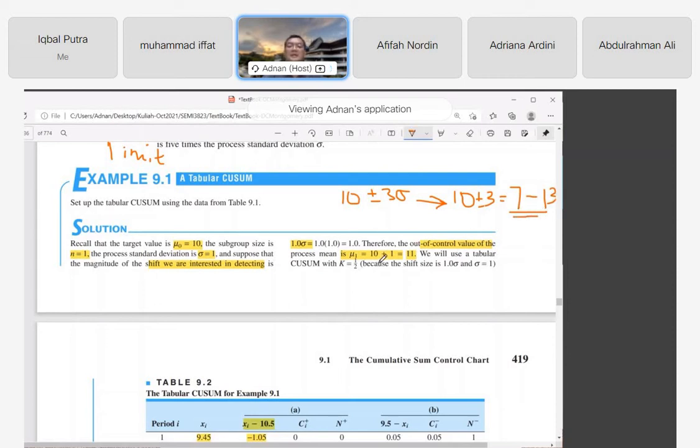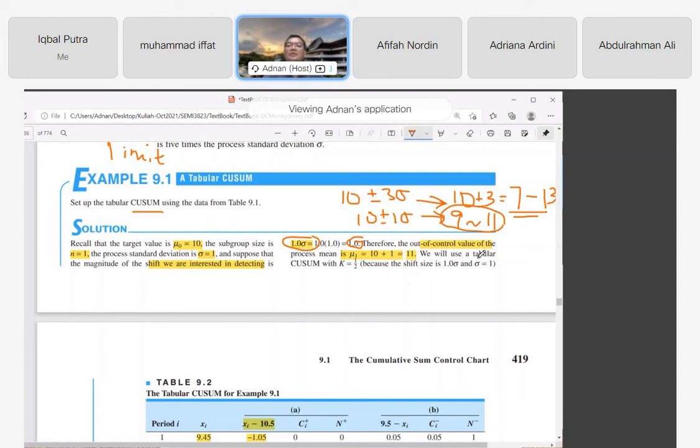But in this case, it says that we are only interested in 1 sigma. So it means that you are looking at between 9 to 11. A smaller range. So this is what has been decided in designing this control chart.